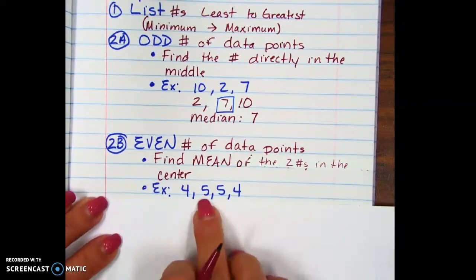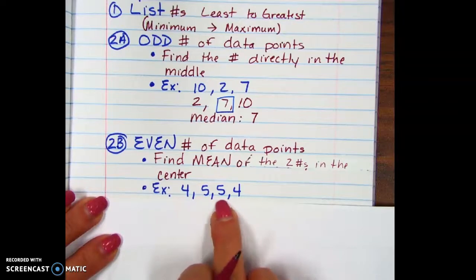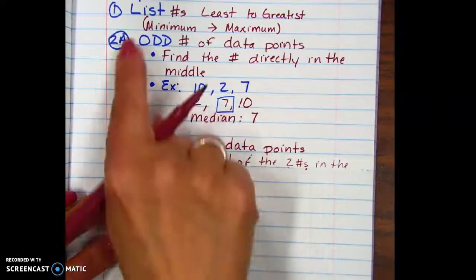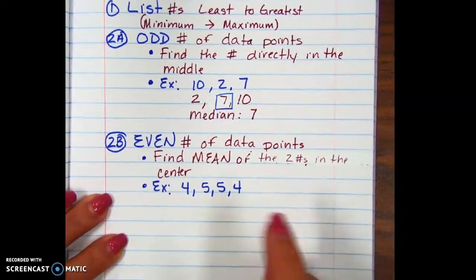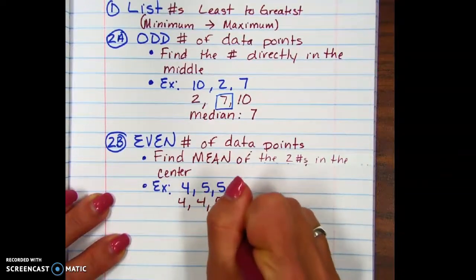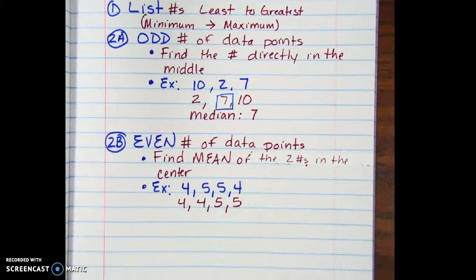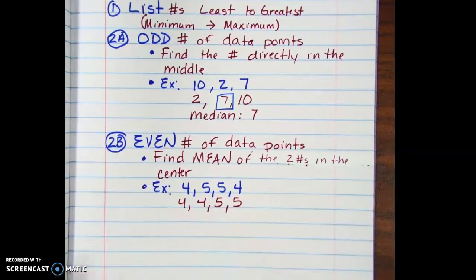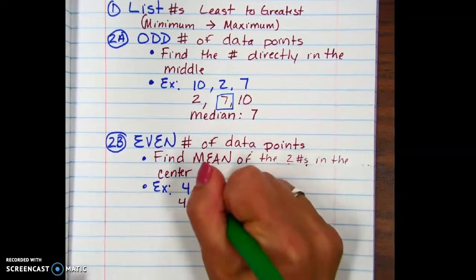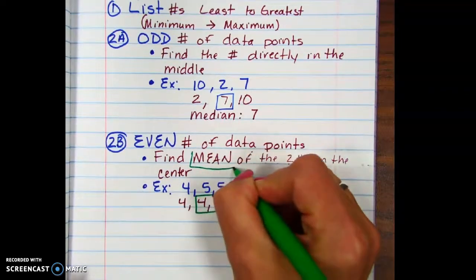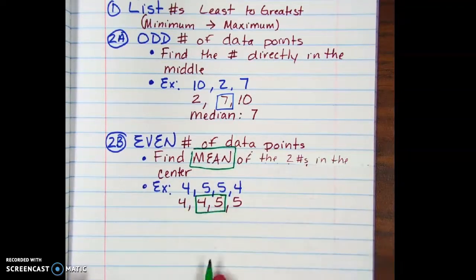Here is some data. It's listed as 4, 5, 5, and 4. Well, the very first thing I need to do, of course, is to list my numbers from least to greatest. So 4, then the other 4, there's 5, and the other 5. Now, I need to look at the numbers that are in the center. So because there's 4 numbers, there is no direct middle. So where do I go? I find the mean of the two numbers in the center.